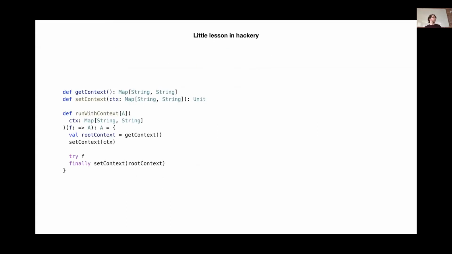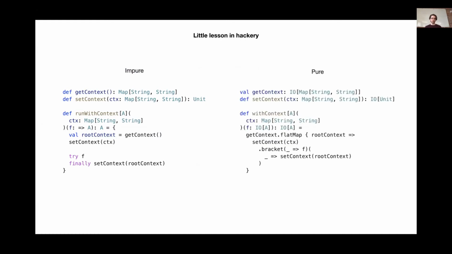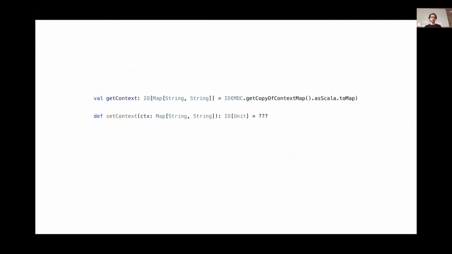So we need to adapt this piece of code, this old run with context, so that it works with I/O. And it's not really that hard. We just need to lift the get and set to I/O. And instead of try finally, we will use bracket. If you want to learn more about what bracket is, it's basically try finally, sort of, for the functional folks. And it's pretty well documented in Cats Effect. So if you're not familiar with it, just take my word for it and then go to the docs to find out more.